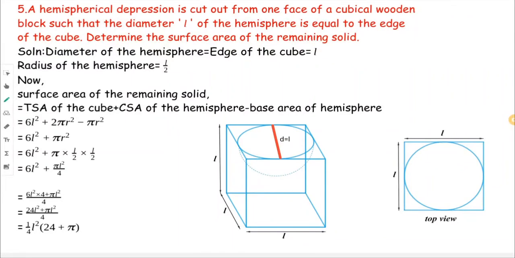Continuing with question number 5. A hemispherical depression is cut out from one face of a cubical wooden block. Alright, so you can see that this is a cubical wooden block. So they say that they are taking a depression out, right?